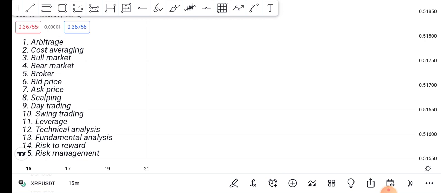Alright, number one here is arbitrage. Some of these terms need to be explained, while some of them are just basic things you can understand. For example, arbitrage is just like to arbitrage on something.